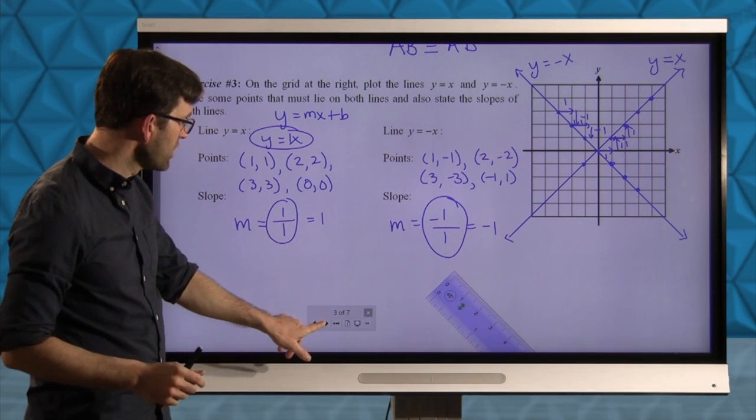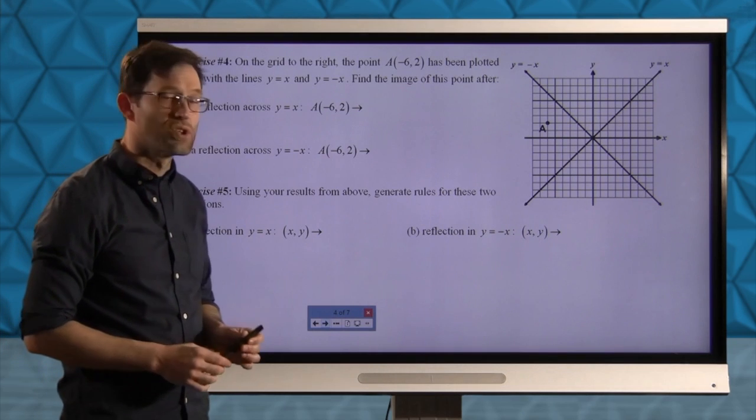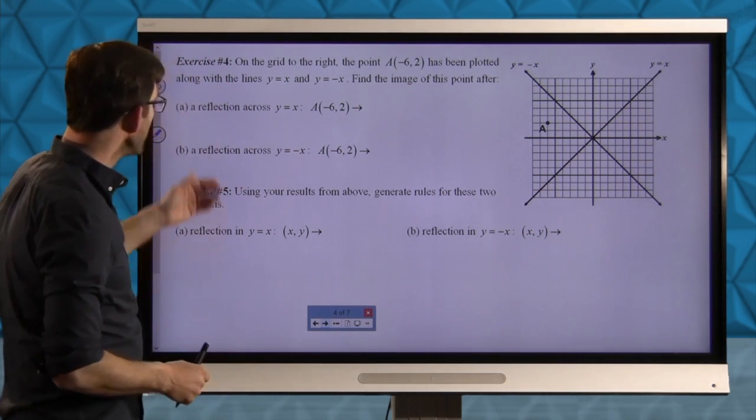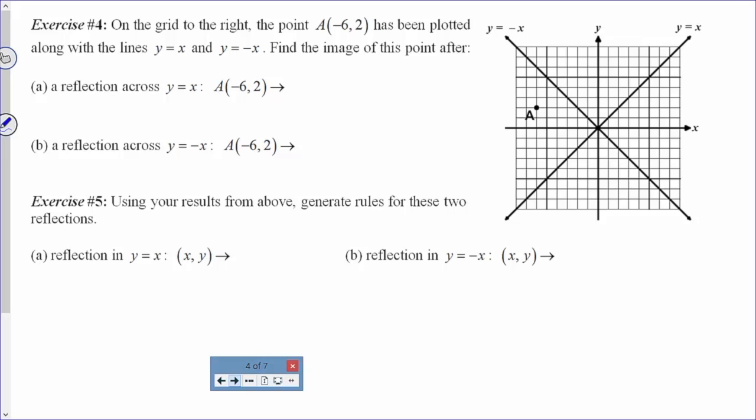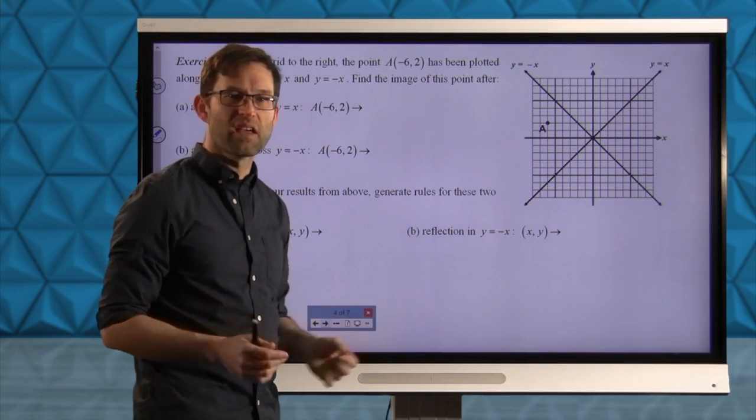So let's actually take a look at some reflections in these two lines. All right, exercise number 4. On the grid to the right, the point (-6, 2) has been plotted, along with the lines y = x and y = -x. Find the image of this point after a reflection across y = x and a reflection across y = -x. All right, let's take a look.